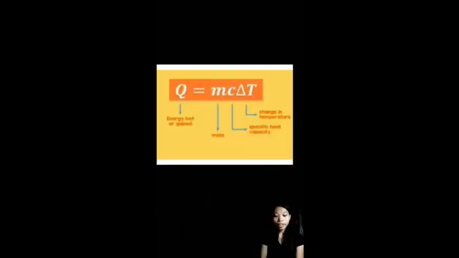So, in the third law of thermodynamics, we have an equation for that. Q is equal to mc delta T, where Q is energy lost or gained, m is mass, c is specific heat capacity, and delta T is the change in temperature.